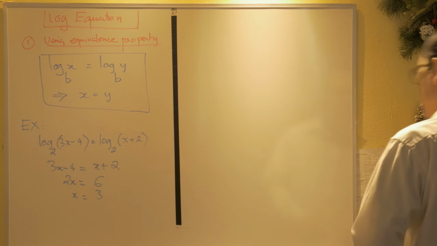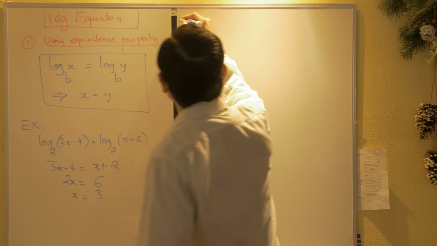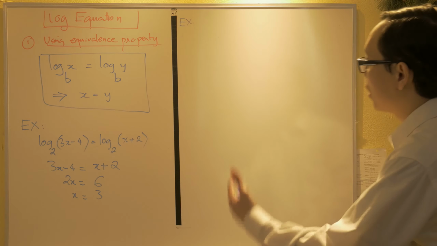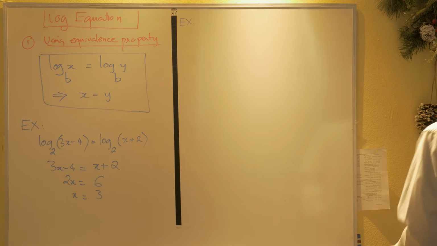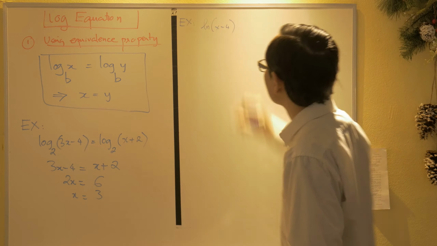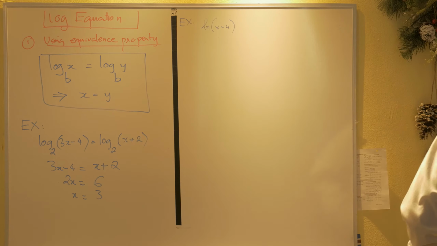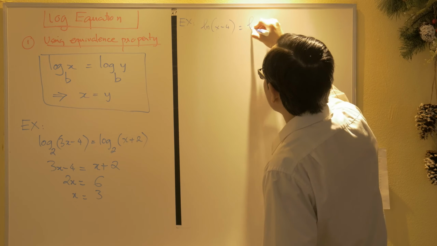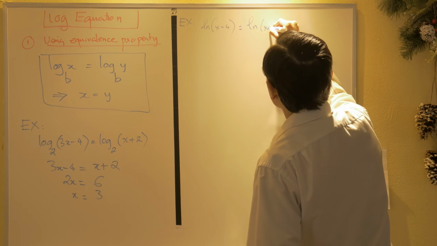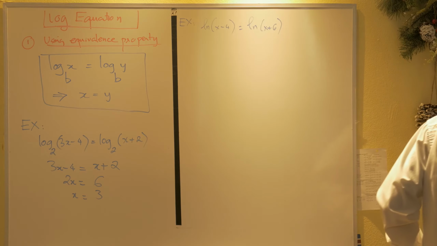Okay, I can give you another example, a little bit more complicated, but it's kind of the same thing using the same equivalence property. For example, I have natural log of x minus 4 equal to another natural log of x plus 6, minus ln x.